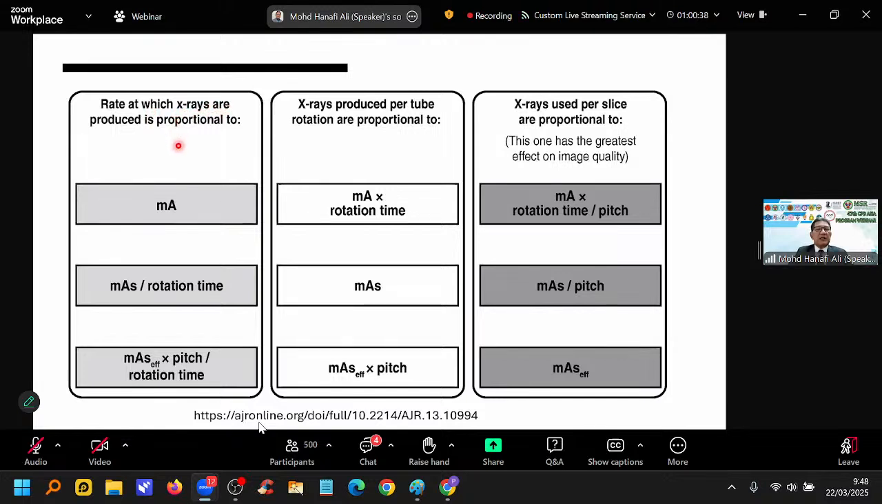And that second one, we have mA per tube rotation, then we call it mAs. Then how about the mAs effective multiplied by pitch? From there, we have to use per slice. They use the term mAs per slice, or time per slice.